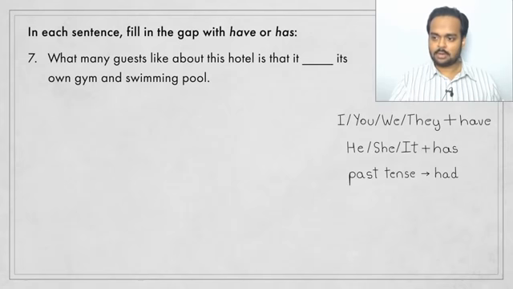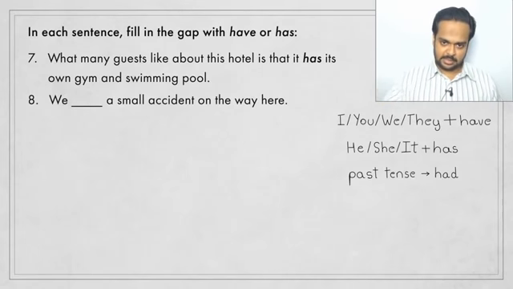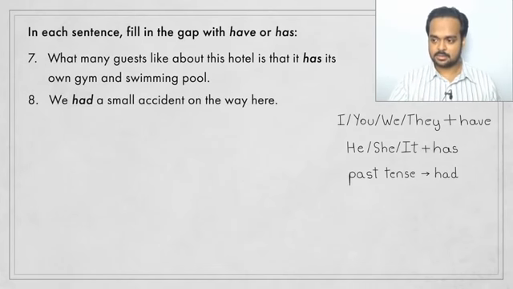Number 7, what many guests like about this hotel is that ___ its own gym and swimming pool. So guests still like this fact about the hotel. So if they still like it, we need a present tense verb. So what many guests like about this hotel is that it has its own gym and swimming pool. Number 8, we ___ a small accident on the way here. So as we were coming here, an accident happened to us. So we had a small accident on the way here.